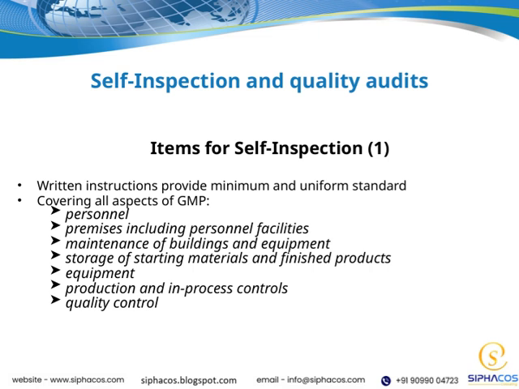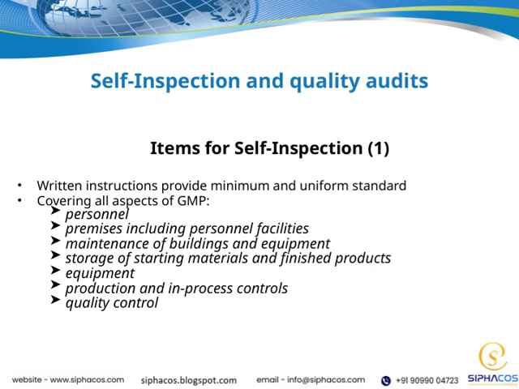We need to pay attention to equipment, making sure it's properly maintained and calibrated. Production and in-process controls are key to ensuring quality at every stage, along with robust quality control measures. Additionally, self-inspections and quality audits help us identify any gaps or issues proactively.